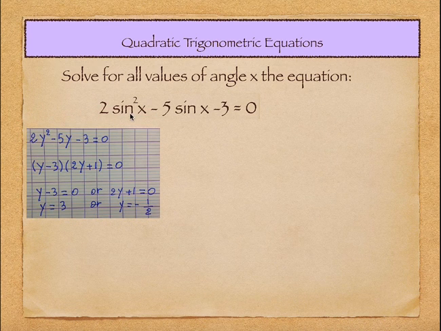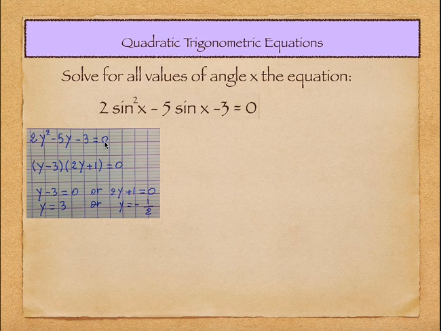To solve this equation, you should be able to solve a simple polynomial quadratic equation like this one: 2y squared minus 5y minus 3 equals 0. Actually, this is similar to this one. The only difference is sine x is taken as y.